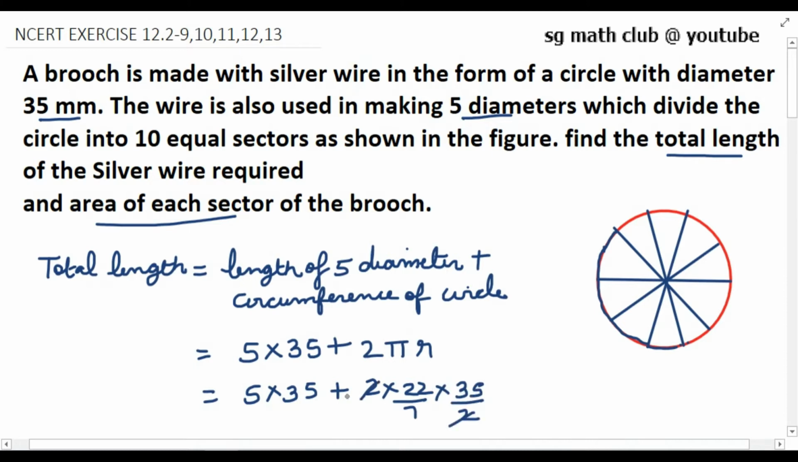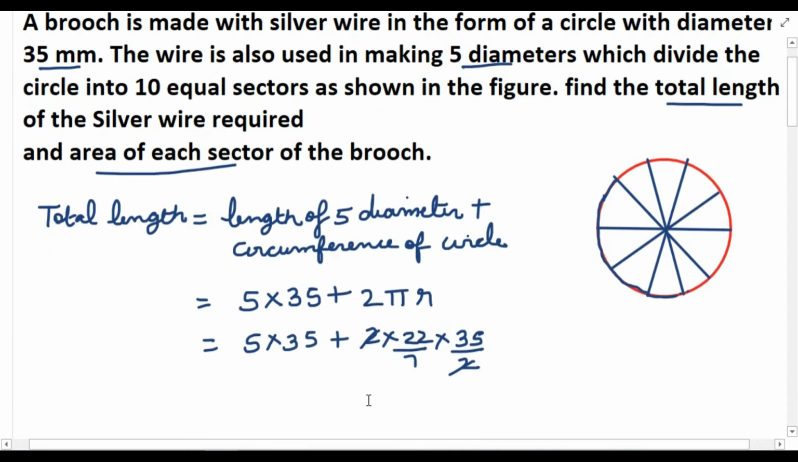This will get cancelled. And 5 into 35 is equal to 175 millimeter, plus, this again you can cancel, 22 into 5 is 110. So when you add this, you will get 285 millimeter as the total length of the silver wire, because it is used in the form of a circle as well as in making 5 diameters.